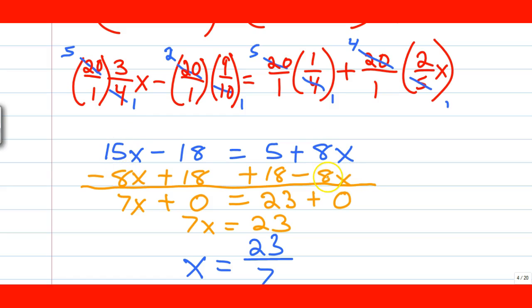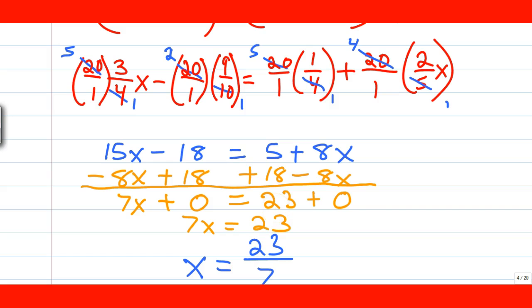So I'm going to subtract the 8x here and the 8x here. While I'm doing this, I'm also going to get the 18 to the other side. So I'm going to add the 18 to both sides. It's a minus 18 here, so I add an 18. Whatever I do to one side, I do to the other. This results in a 7x plus 0 equals a 23 plus 0. So I have here left a 7x equals 23.